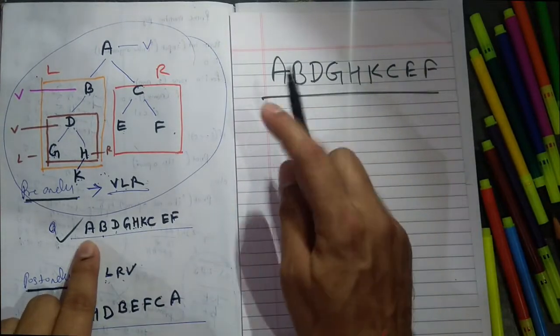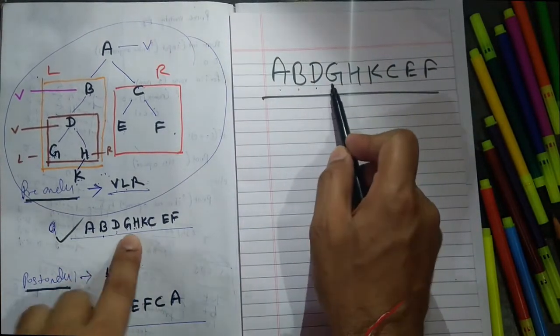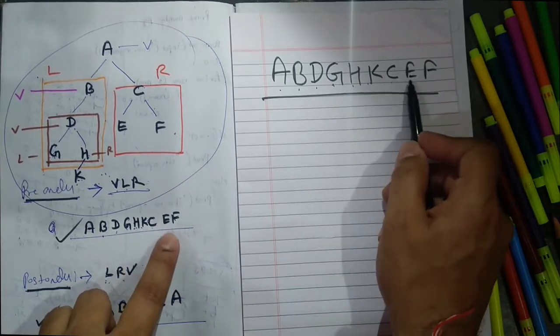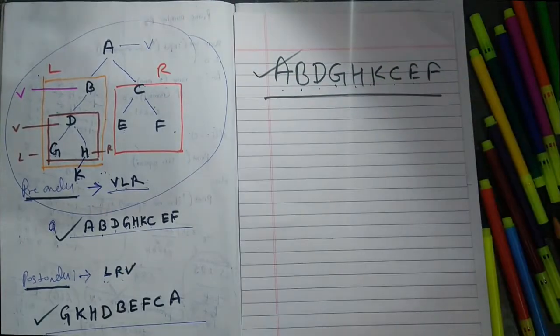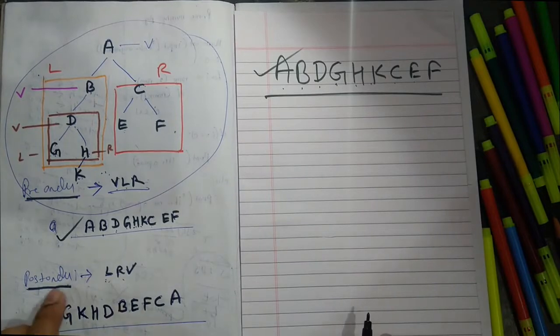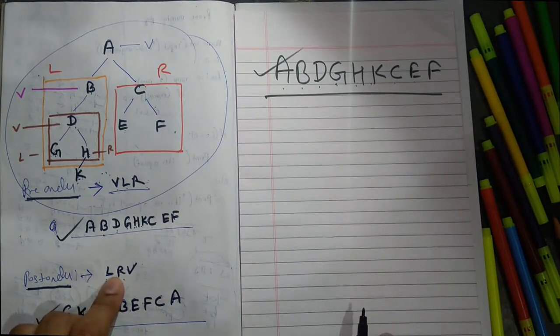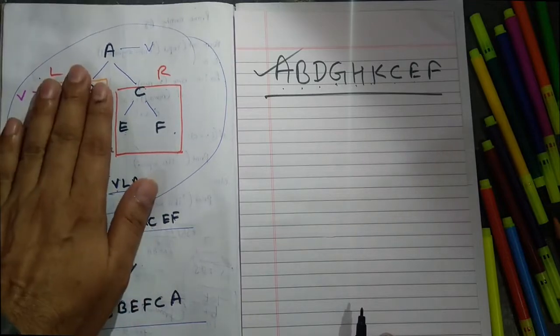You can see A, B, D, G, H, K, C, E, F. It means that I am correct. Now another one, post-order. In post-order our algorithm is LRV: left, right, root.